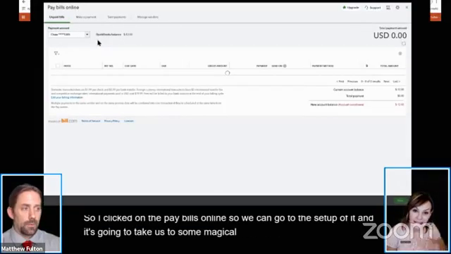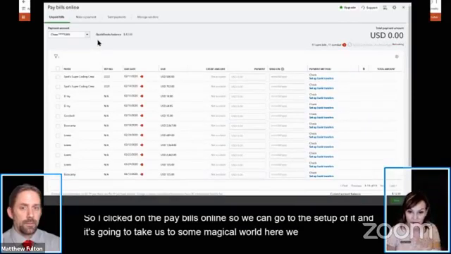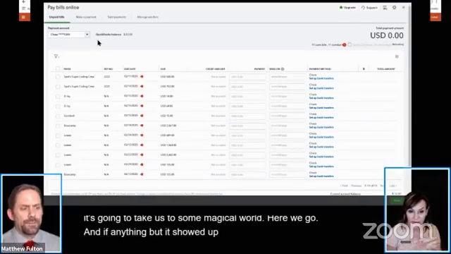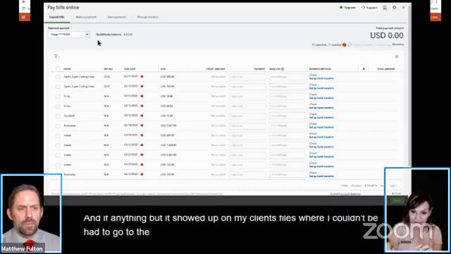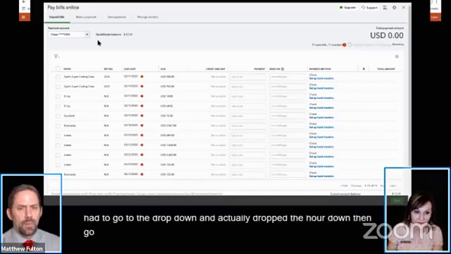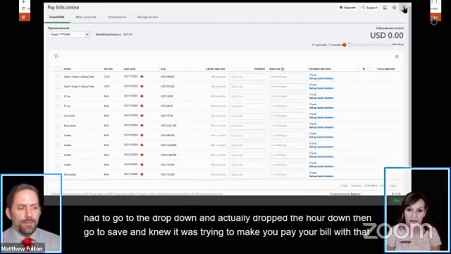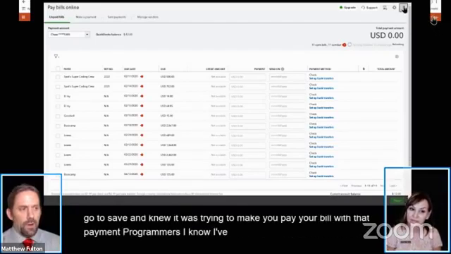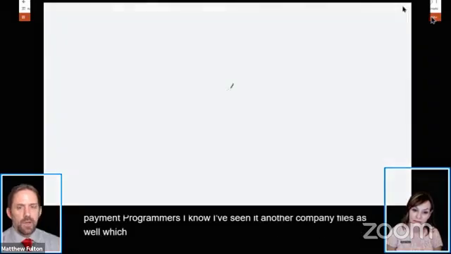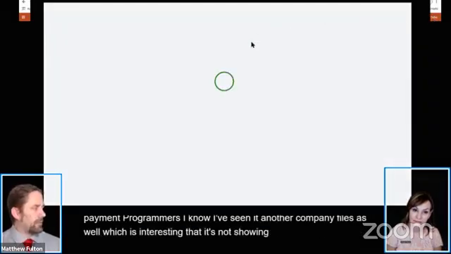Here we go. I didn't have to even do that. I didn't sign up for anything, but it showed up on my client's files where you had to go to the drop down and actually drop the arrow down and then go to save and new. It was trying to make you pay your bill with that payment program, which is Melio. I know I've seen it in other company files as well, which is interesting that it's not showing up this time in this company file.